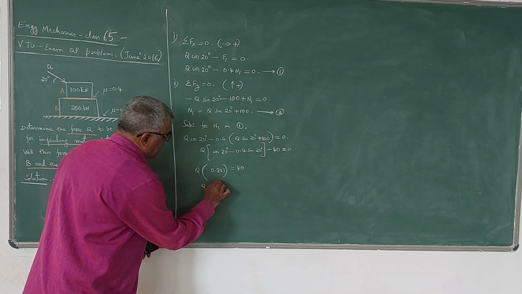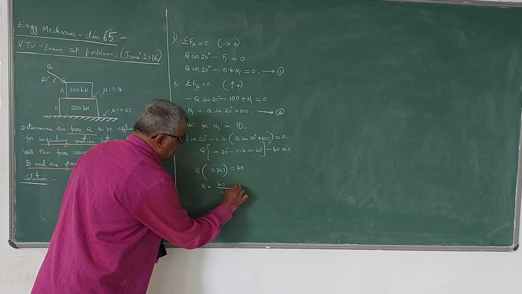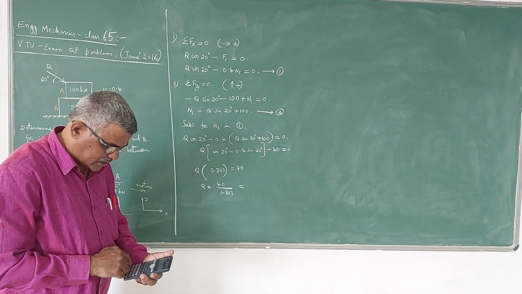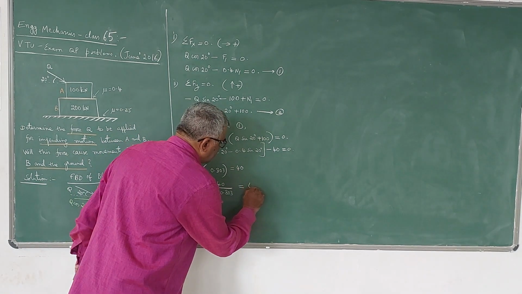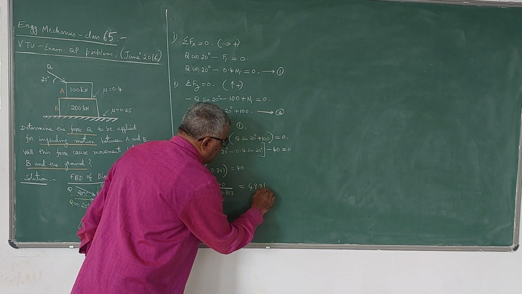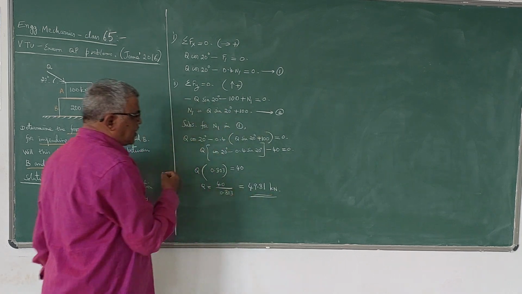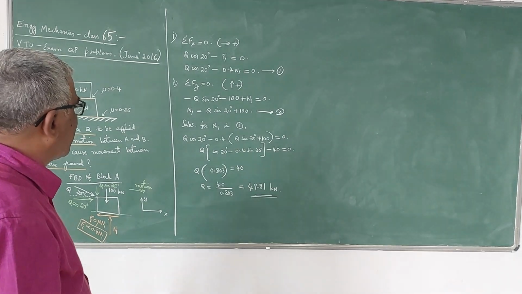So Q will be 40 divided by 0.803, which is 49.81 kilonewton, because the weights are given in kilonewton, Q also will be in kilonewton. So this is the force that is required.